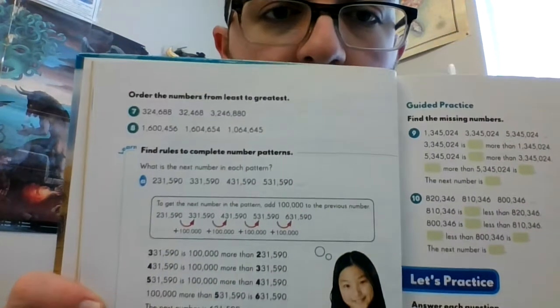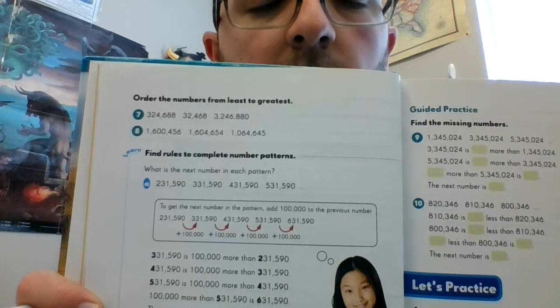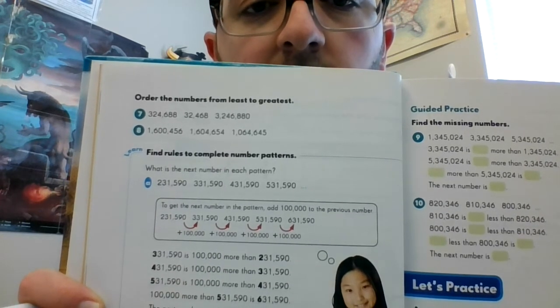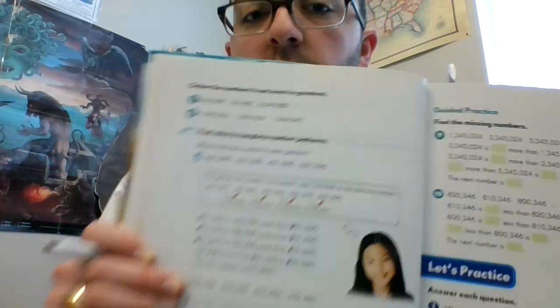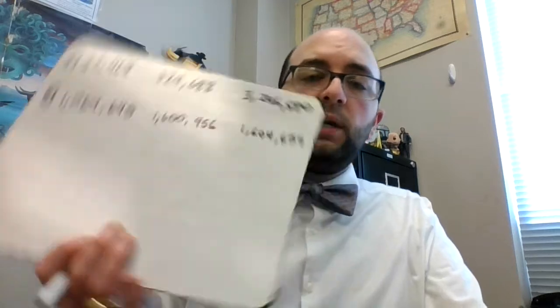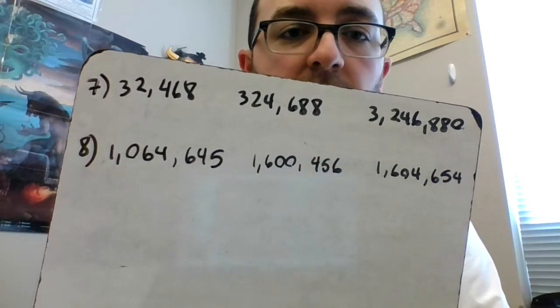Now we need to compare the other 2. We have 1,600,000 and 1,604,000. So 604 is bigger than 600. So if we're putting in from least to greatest, we want to do the 1,600,456, and then the 1,604,654. Okay, and there our numbers are from least to greatest.